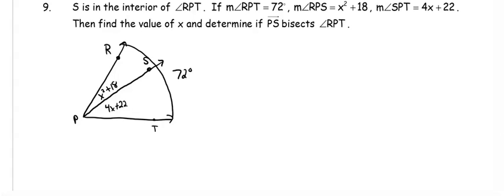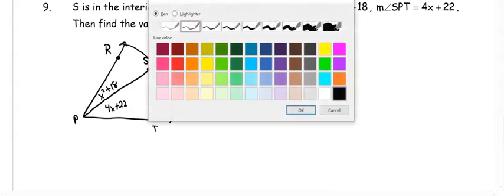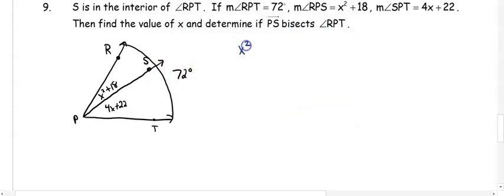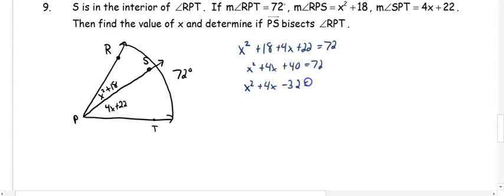So first thing we want to do is solve for x. We do not know if it's a bisector, so we're going to treat this as an angle addition property. So we are going to add the angles together. X squared plus 18 plus 4x plus 22 is equal to our whole angle 72. X squared plus 4x plus 40 is equal to 72. We can subtract 72. X squared plus 4x minus 32 equals 0. We need numbers that multiply to negative 32 and add to 4. So we have x plus 8 and x minus 4 equals 0. When we switch our signs, x is negative 8 and x is 4.